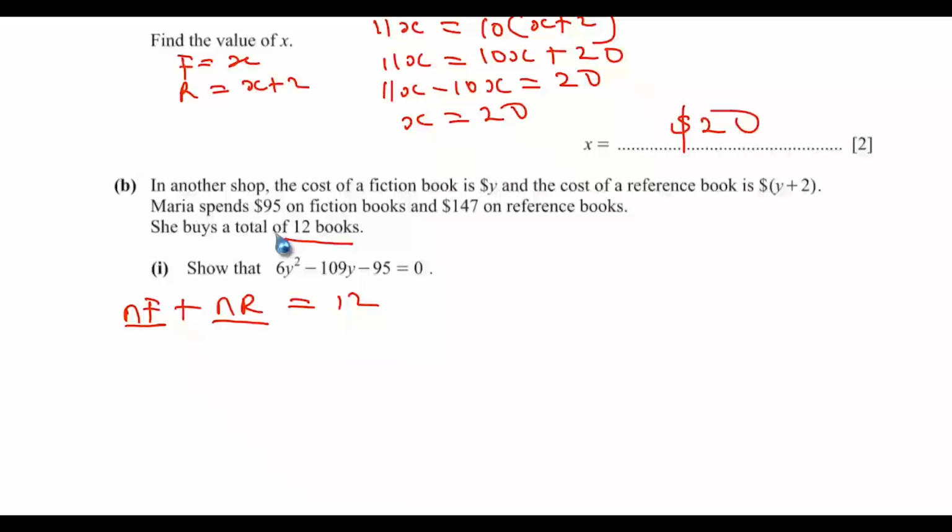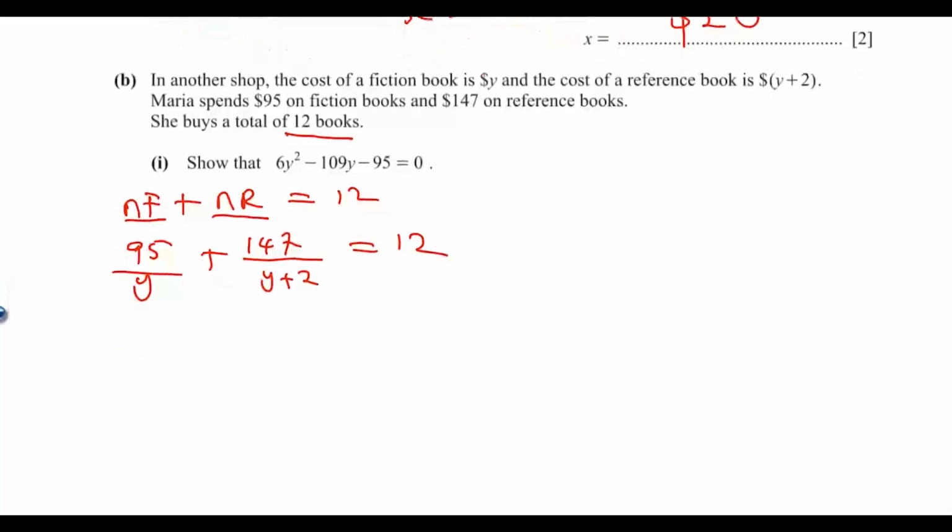So now the next thing I need to do is to calculate the number of fiction books she bought. So she spent $95 on fiction books, so that means the number of books she bought will be 95 divided by the cost of 1, that is y, plus she also spent $147 on reference books, so that will be 147 divided by the cost of 1, that will be y plus 2. So this will give us the number of reference books she bought, and it will be equals to 12. So this is how to deal with the question.